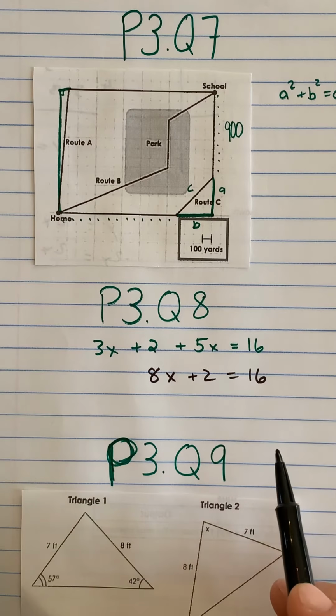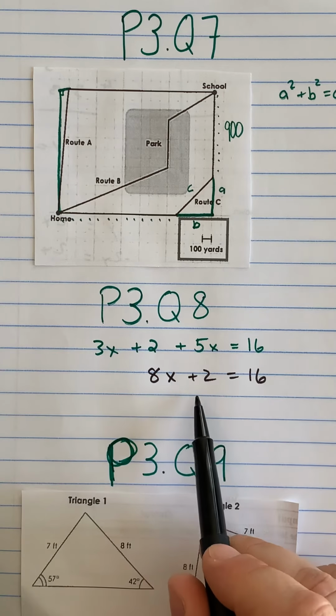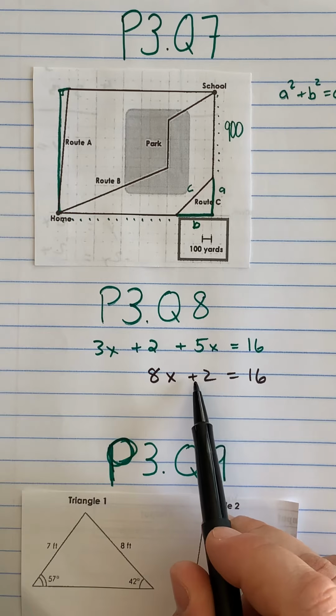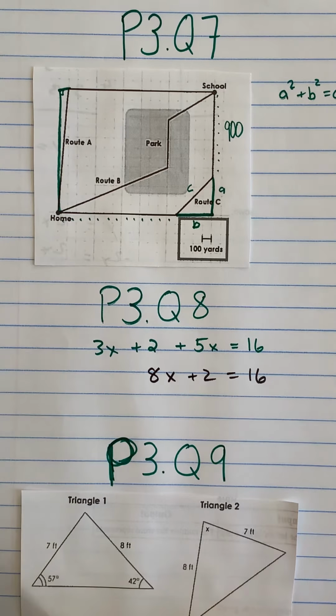And then what you need to do now is realize that I've got to get x by itself. So how do I get rid of this 2? What do I do on both sides? And then how do I get that x by itself?